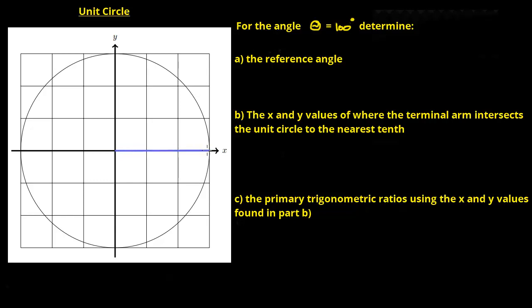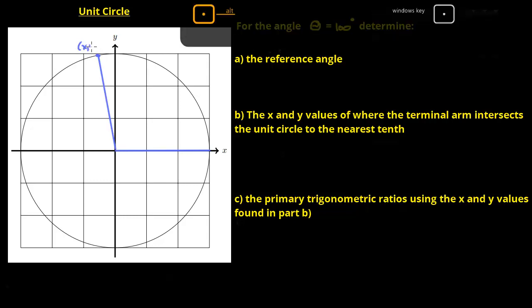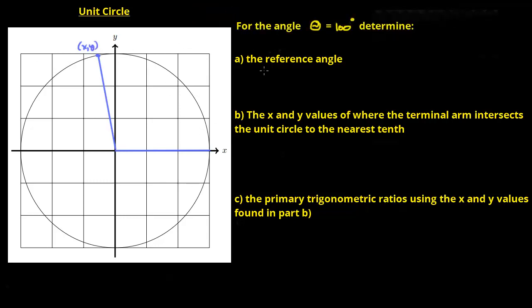So we are first going to draw the initial arm, and if we draw the terminal arm, well, this would be 90 degrees here, and we need to go 10 degrees past that. So 10 degrees past that, let's estimate, and that's about right there. Good enough. Okay, so this is our x and our y value.